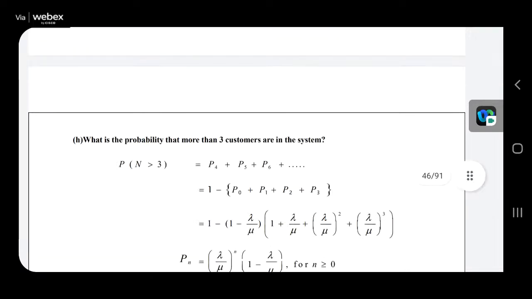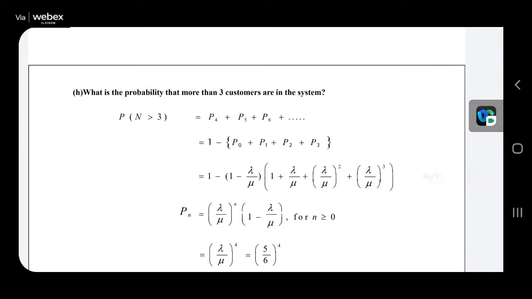So next, last one, H. What is the probability that there are more than 3 customers in the system? Now you are entering the barber shop and you are finding 3 customers. For that, what is the probability? You want to know, because before you leave your home, you want to know, at a particular time or in a particular system, what the probability of having 3 customers will be. That's why I told you queuing system analysis and designing using a particular model is very important.